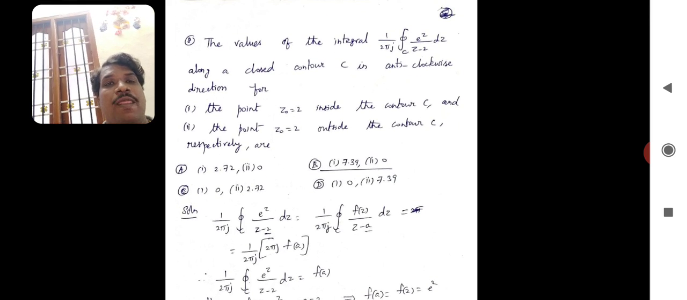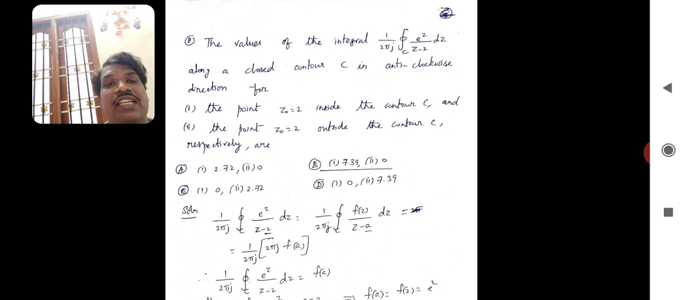Coming to the 8th problem: the value of the integration 1 by 2 pi j, integration over C of e power z by z minus 2 into dz, along a closed contour capital C in the anti-clockwise direction, for the first point z0 equals 2 inside the contour capital C, and the second one, the point z0 equals 2 lying outside the contour capital C, respectively, are: option A 2.72 and 0, option B 7.39 and 0, option C 0 and 2.72, option D 0 and 7.39. Multiple choice question carries 1 mark.